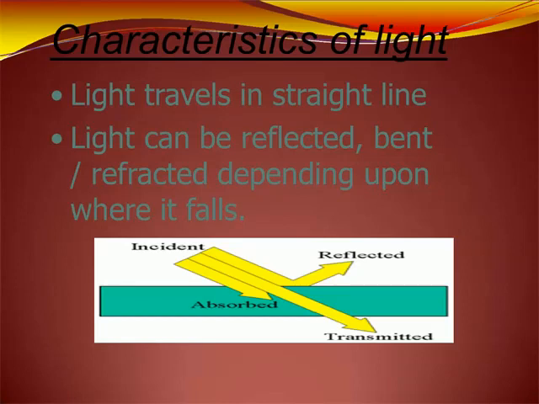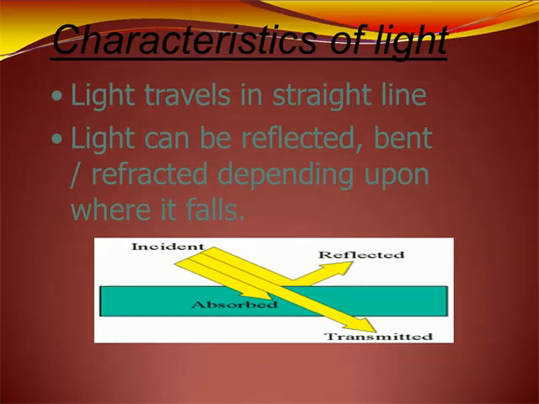Where it falls means in which object or in which material. It can be transparent, it can be translucent, or it can be opaque. Suppose the incident light, that means the source, is thrown. If it is transmitted, that means the object is transparent. When it is reflected, then we can say it is an opaque medium, and some part is absorbed.